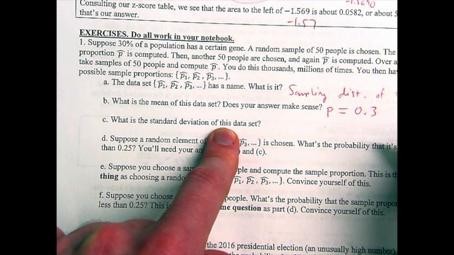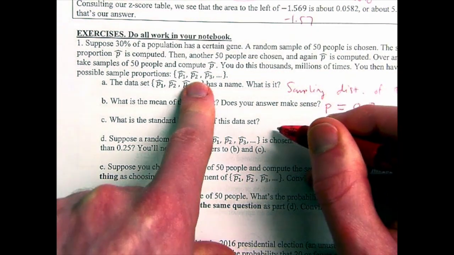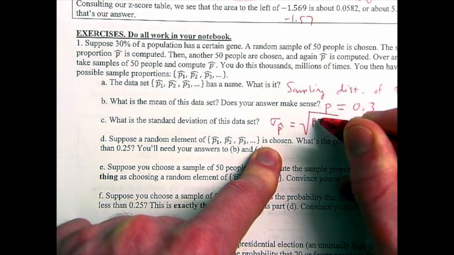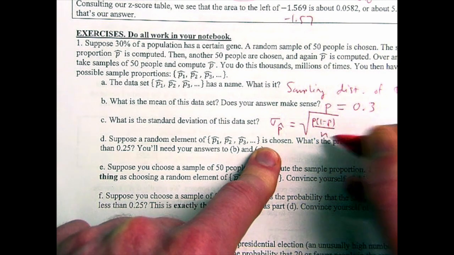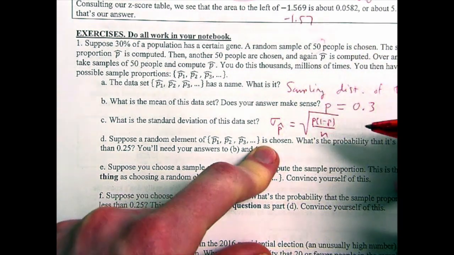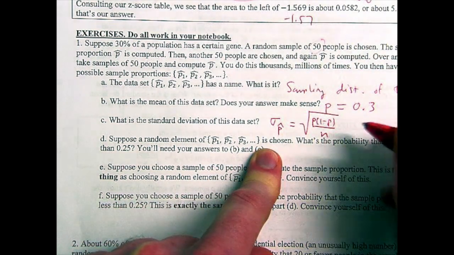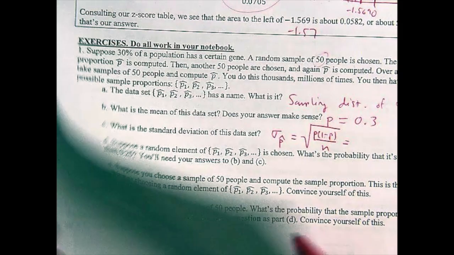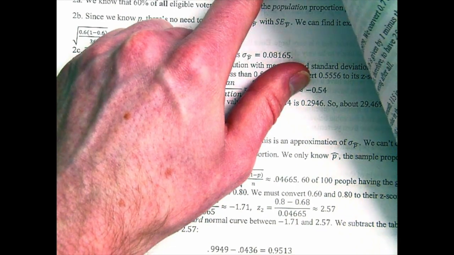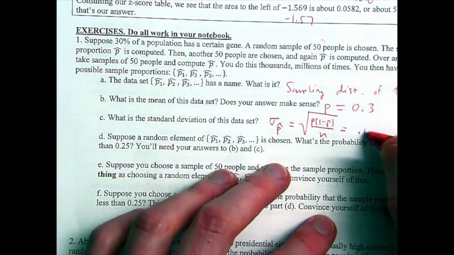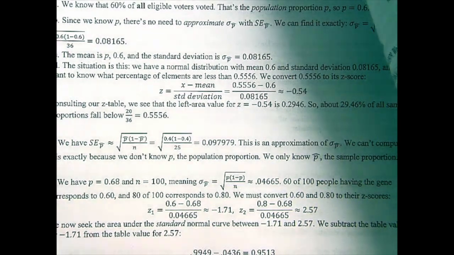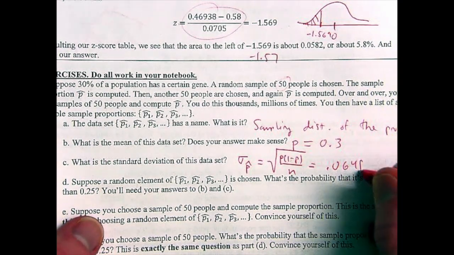What is the standard deviation of this data set? Again, the central limit theorem says the standard deviation of this data set is what we call sigma sub p hat. It's given by the formula root p times 1 minus p over n. Little p is 0.3, n, the sample size, is 50. If you plug all of that in, you get 0.0648. So that's the standard deviation.